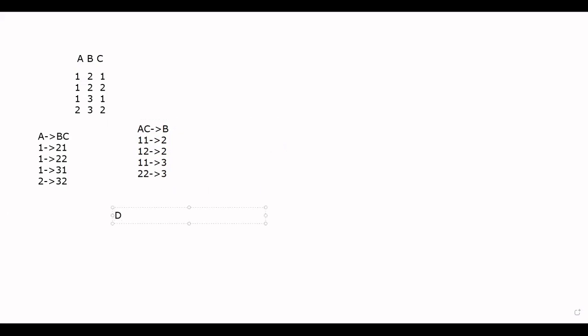Now let us check option D. So what is option D? BC tends to A. So what is BC? See here, 2, 1, 2, 2, 3, 1 and 3, 2. Tends to they are telling A. So what is A here? 1, 1, 1 and 2. So see here, all the BC values are unique. So whatever the answer is, it doesn't matter. So the correct answer is option D. Have you understood? Yes, ma'am. Now answer that question.